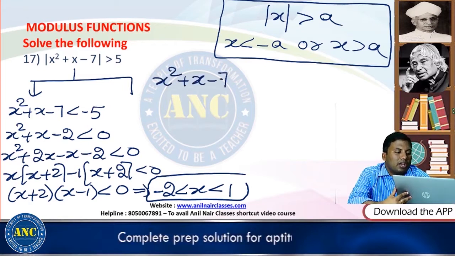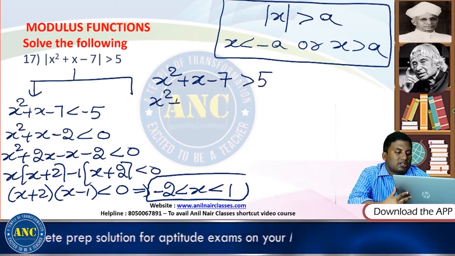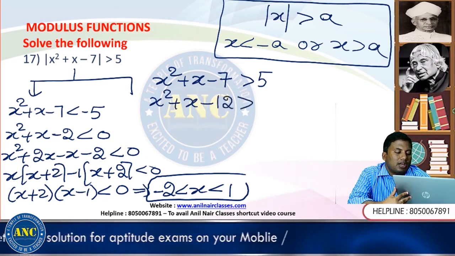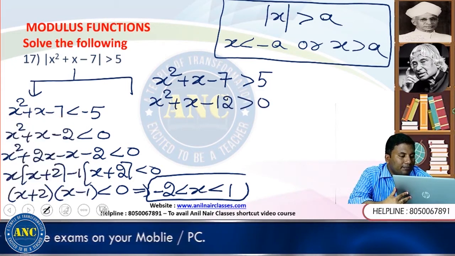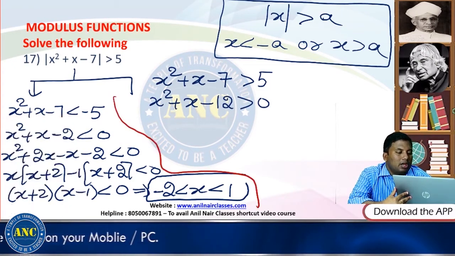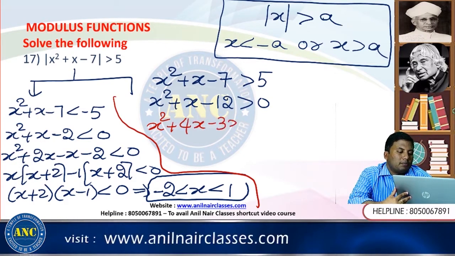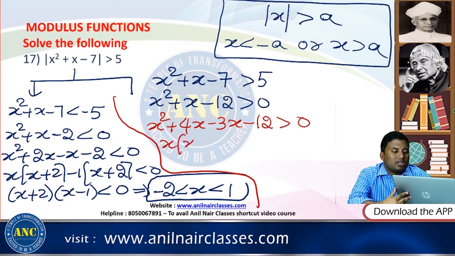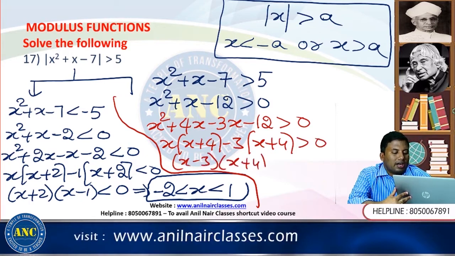x square plus x minus 7 greater than 5, so x square plus x minus 12 greater than 0. These are nothing but x square plus 4x minus 3x minus 12 greater than 0. So x into x plus 4 minus 3 into x plus 4 greater than 0. x minus 3 into x plus 4 greater than 0.